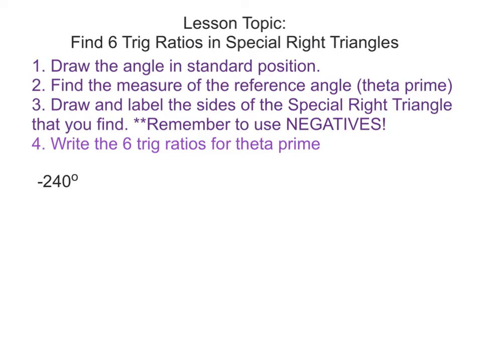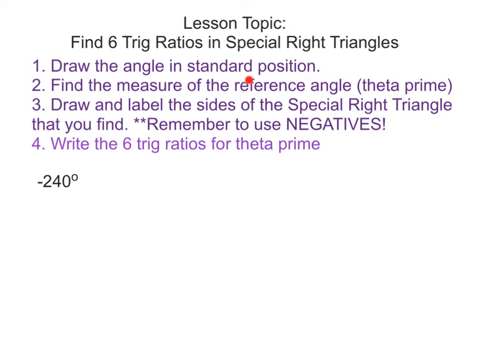The lesson topic for this video is finding 6 trig ratios in special right triangles. This lesson is actually going to be very similar to the previous lesson, so I'll try to just do 2 quick examples. The only thing we're adding here that is different from the previous lesson is the last step here in the lighter purple.